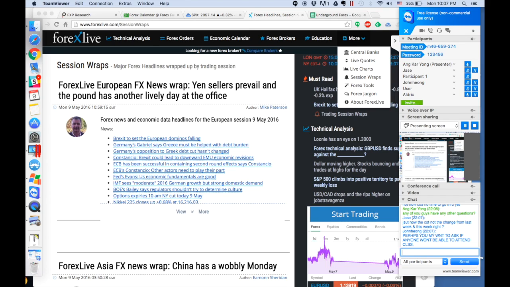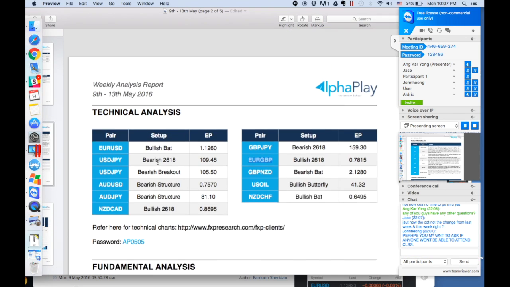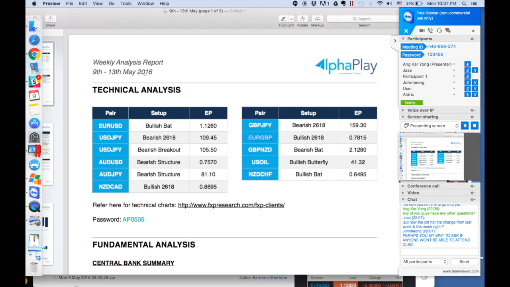Okay, for Jess' question first, the COT from last week. The report that you see, this one. The first thing you want to check is the date, whether it's the correct one. For this week it is the 9 to 13.